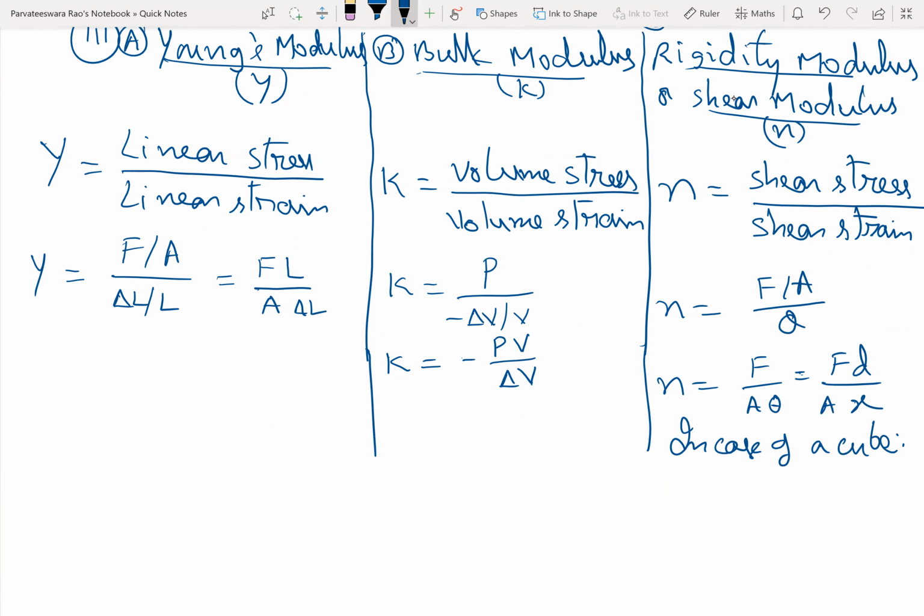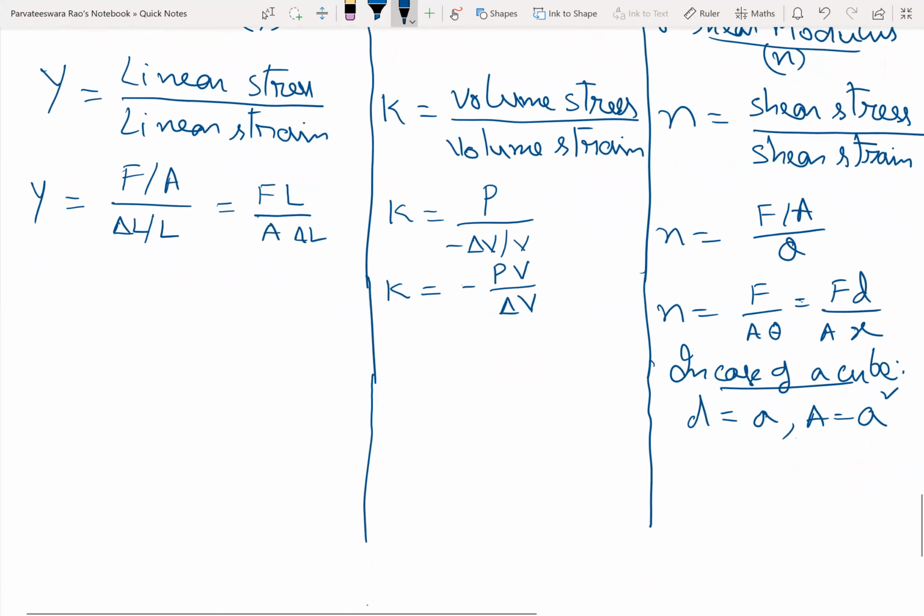In case of a cubical body, D is equal to A, the side of the cube. The distance between any two surfaces is nothing but the side. Face area is A square. So for a cube, what formula will you get? F into A by A square into X. Therefore, for a cube, the formula for rigidity modulus is F by A into X.